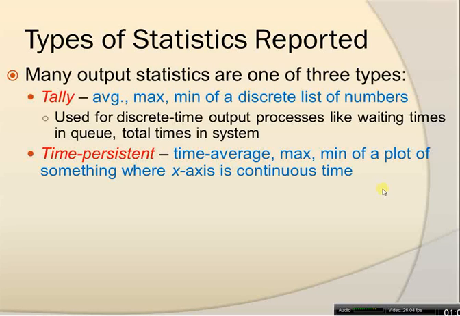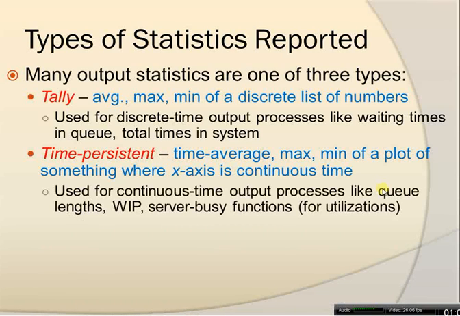Time persistent is different. Time persistent is a time average, or a maximum or minimum of a plot of something where the x-axis is continuous time. That would be, for example, the number in queue: the time average number in queue, or the maximum number in queue. You can look at this also as queue length. The work in process and the server busy functions, such as utilizations, are all continuous time output processes. Those types of statistics are time persistent statistics.